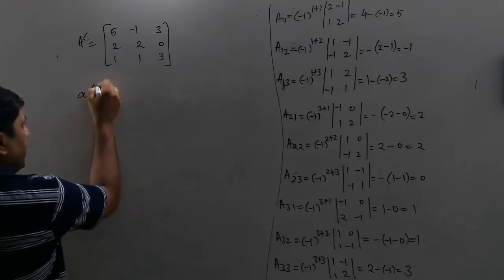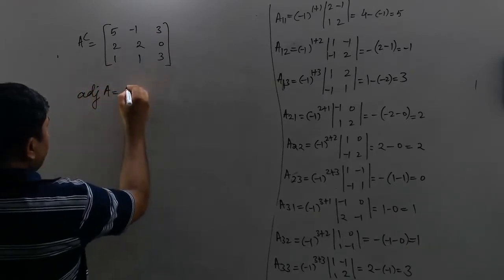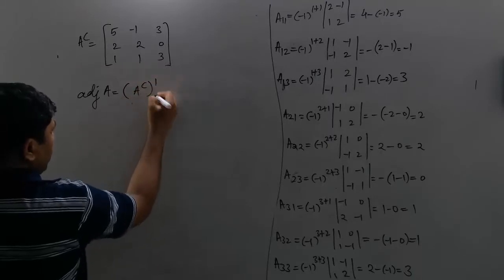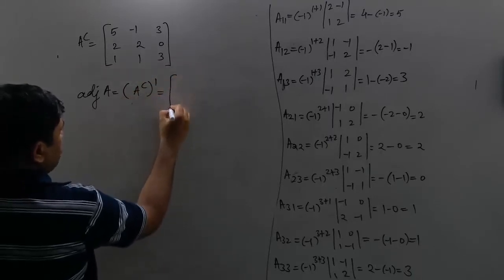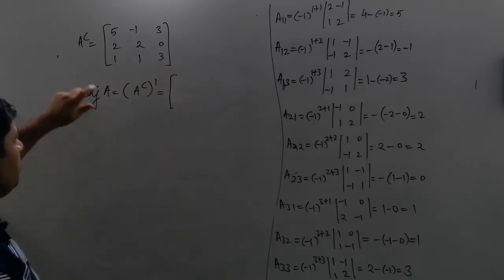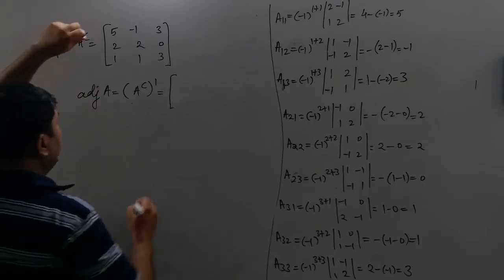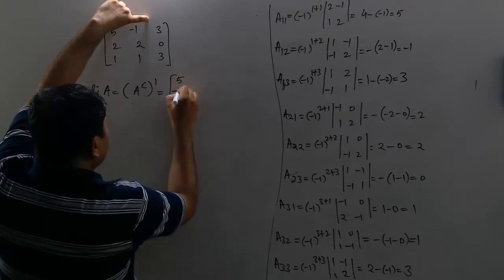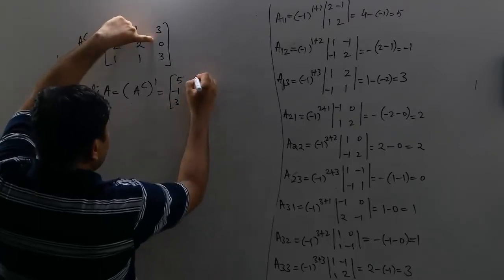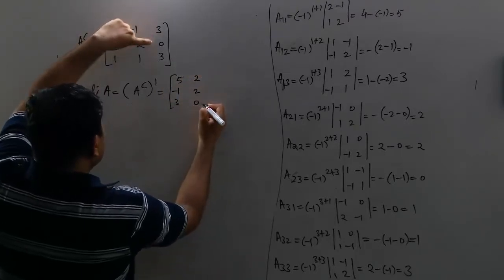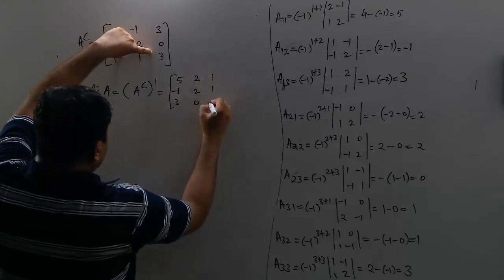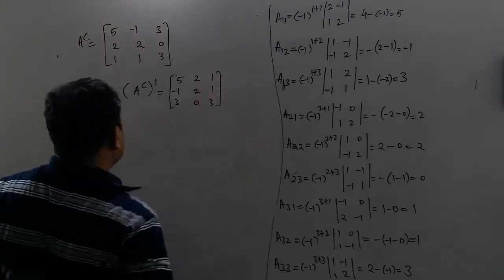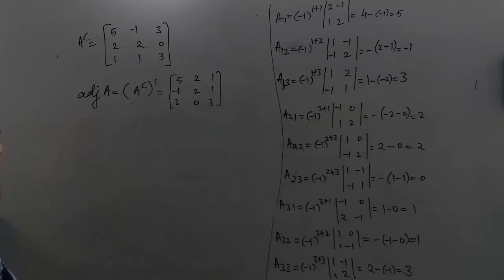Then we can define the adjoint of A. Adjoint of A is the cofactor matrix's transpose. So when we take the transpose, rows will become columns and columns will become rows. So this row will become a column: 5, -1, 3. This row will become a column: 2, 2, 0. This row will become a column and you will be having 1, 1, 3. So we got the adjoint of A.